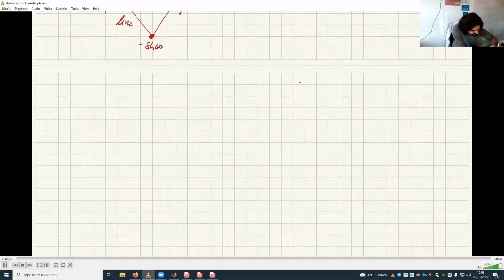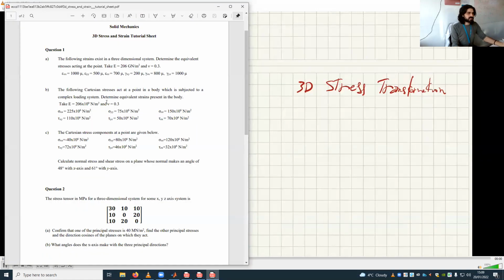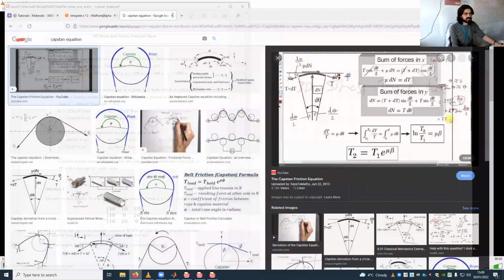So this is 3D stress transformation. And this is question 1. I will not do all of question 1 because it's just basically the same thing all over and over. The Cartesian components at a point, let's do question 1. So question 1a is easy because you just have to use the equations that I gave you last time.